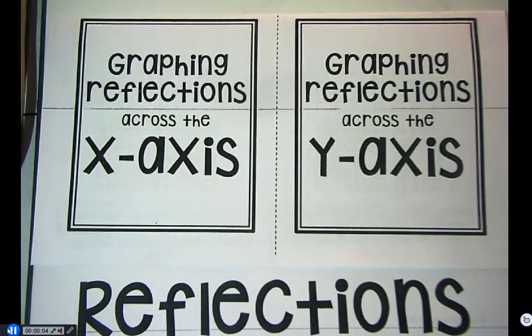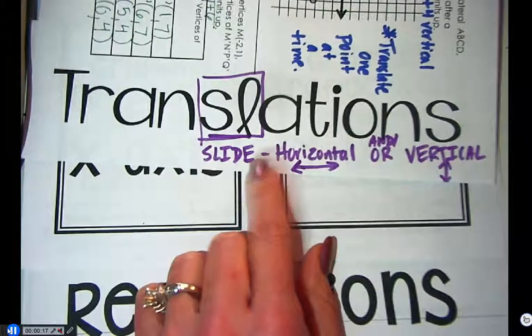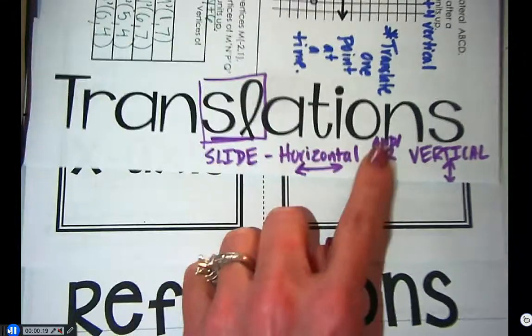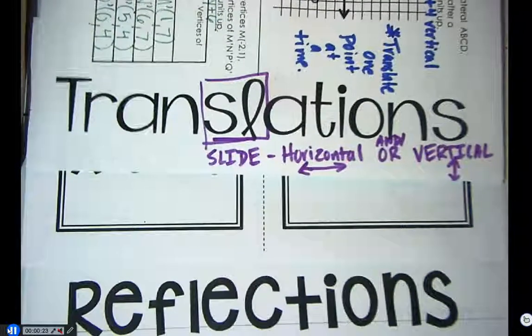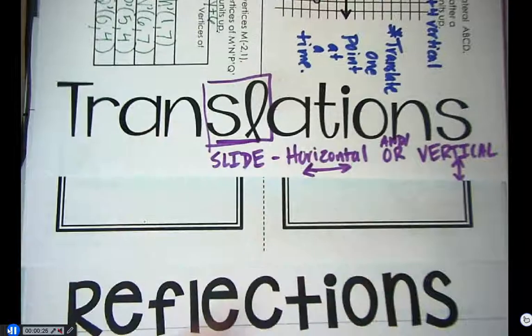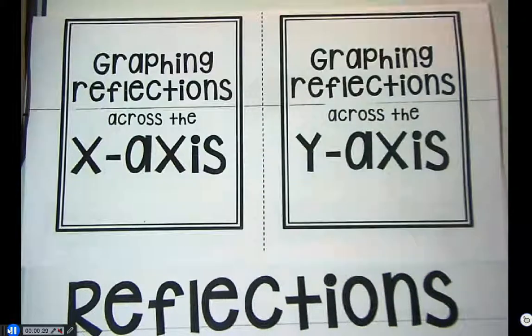Yesterday we were learning about a type of transformation, which was a translation, and we learned that a translation is a slide across the coordinate grid, and it can be horizontal or it can be vertical. If you'd like more information about translations, you can find my video on my page, and it's right before this video, so it's on translations. But today we're going to look at a different type of transformation.